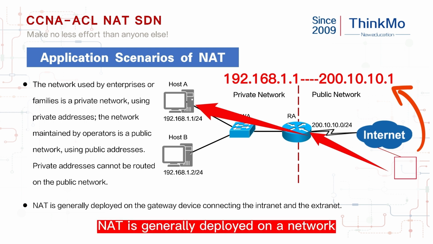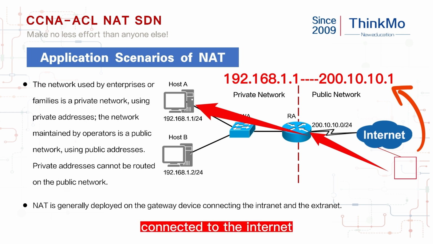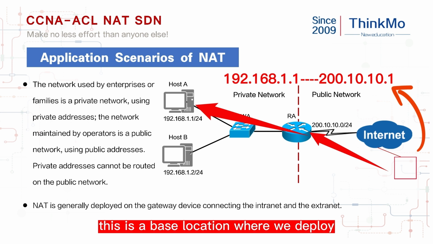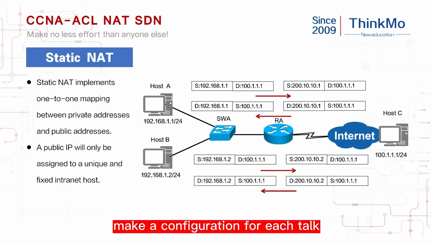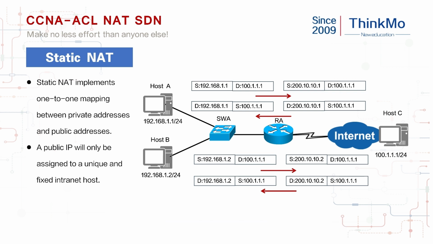NAT is generally deployed on the network edge connected to the internet. This is the location where we deploy it. There are 4 modes in NAT. Let's talk about them one by one. Each one needs its own configuration, and the amount of configuration is still quite large. Let's take a look. The first is static NAT.